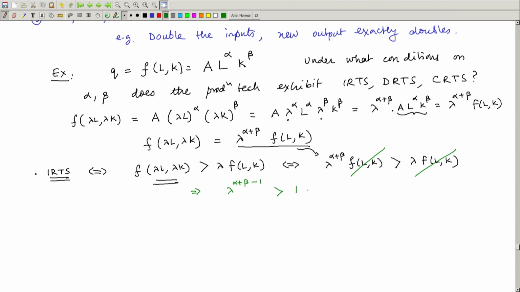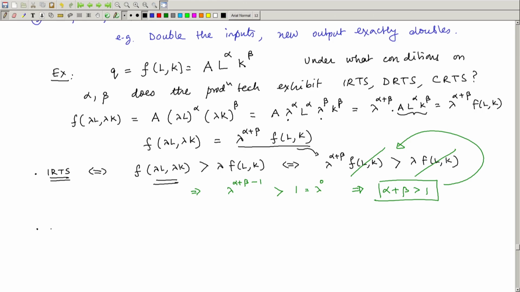Alternatively, I can say this the same way, that this is lambda to the power 0, which essentially implies that alpha plus beta minus 1 is greater than 0. So, alpha plus beta must be greater than 1. I could have also made that statement directly from this statement, but if you really want to split this into further steps, this is the condition I need for increasing returns to scale. So, the sum of the powers alpha and beta must add up to a number which is greater than 1.